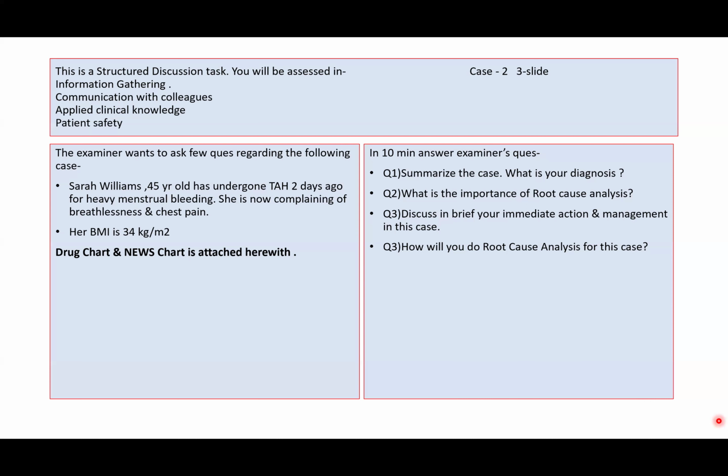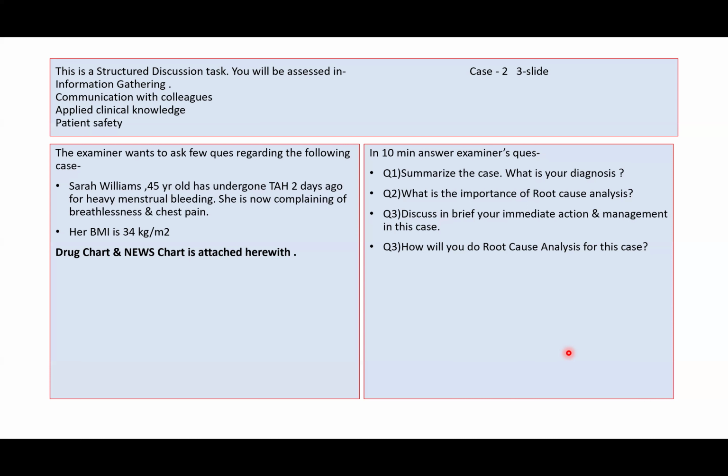Then risk control and learning will be done. In the learning process, we have learned that we have to follow the WHO checklist. We have to see that the VTE score assessment is done properly, communication has to be proper, and then the root cause analysis loop will be closed with further actions and recommendations.